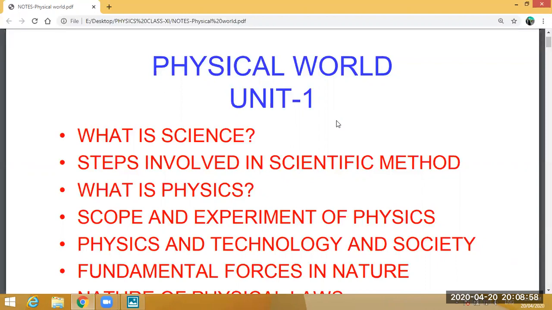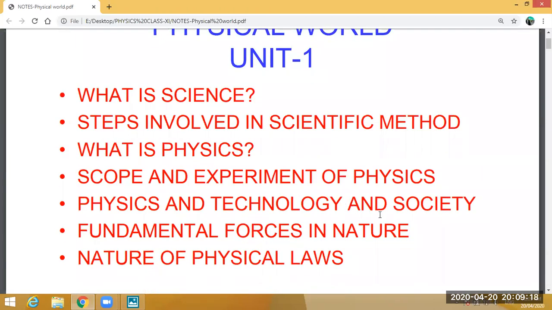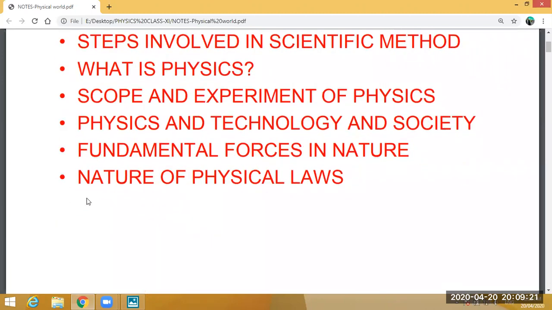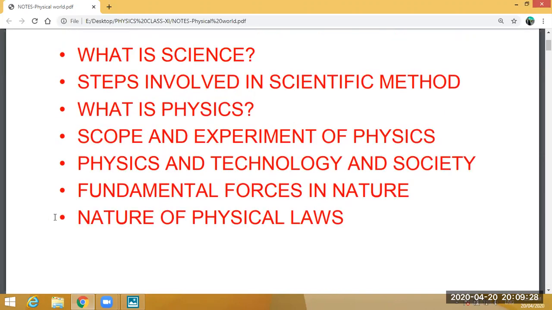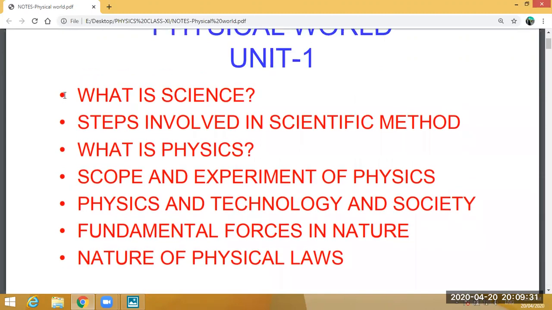First thing is what is science that we have to know. Next one is steps involved in scientific method. What is scientific method? And thereafter, what is physics? And after that, we will discuss about the scope and excitement of physics, and then physics, technology and society. After that, fundamental forces in nature and nature of physical laws. So these are the 7 points that are to be discussed.